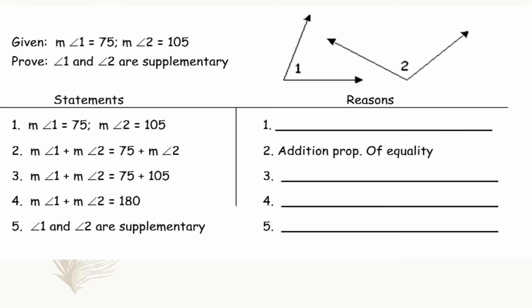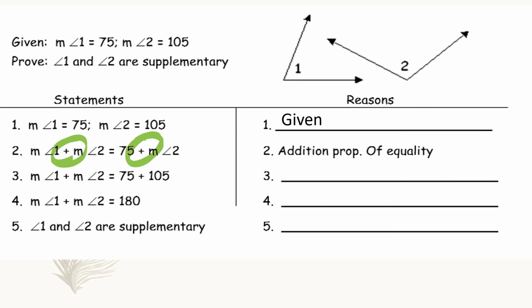Measure of angle 1 equals 75. Measure of angle 2 is 105. That is a given. That's in our original problem at the top. Then I have the addition property of equality because I am adding these two together here. Okay? I'm adding the measure of angle 2 to both sides.